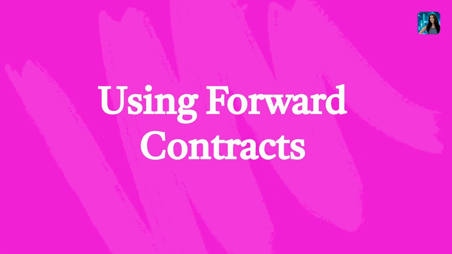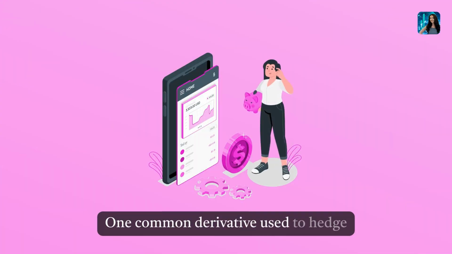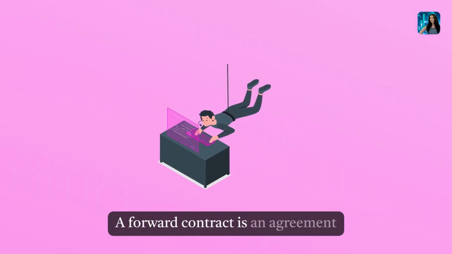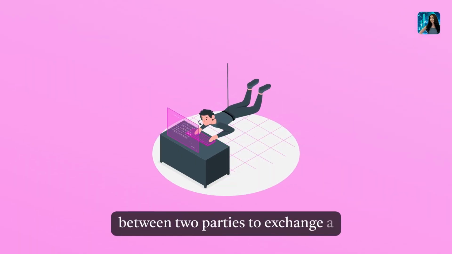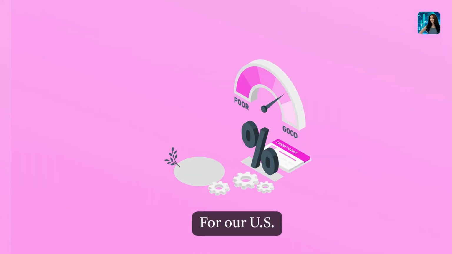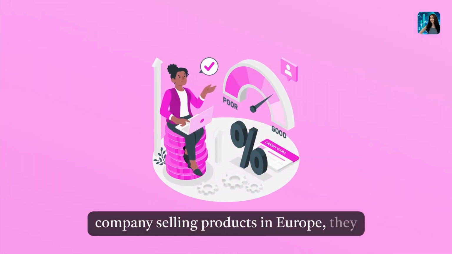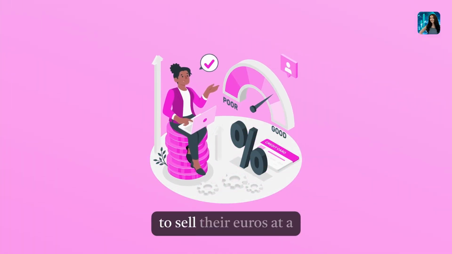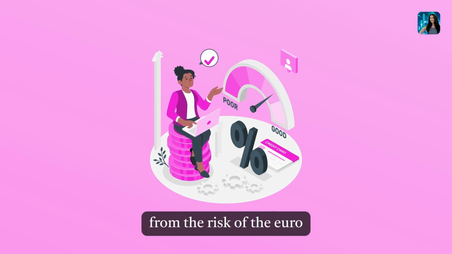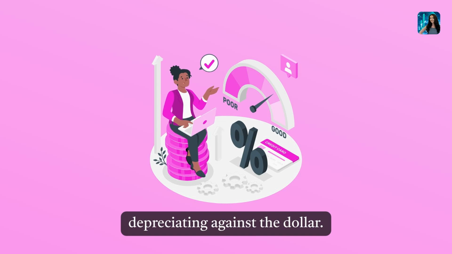Using forward contracts. One common derivative used to hedge against currency risk is a forward contract. A forward contract is an agreement between two parties to exchange a specified amount of one currency for another currency at a future date and at a pre-agreed exchange rate. For our US company selling products in Europe, they could enter into a forward contract to sell their euros at a fixed exchange rate, thereby protecting themselves from the risk of the euro depreciating against the dollar.